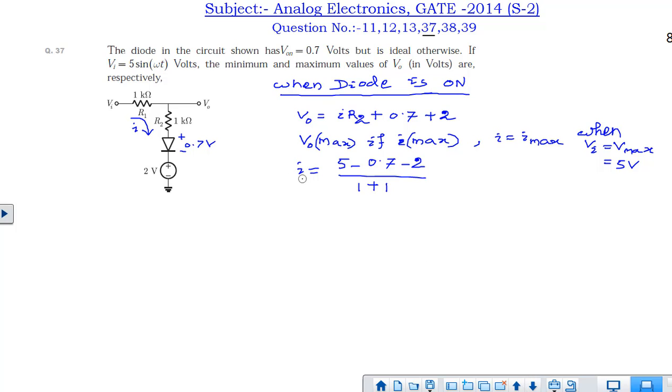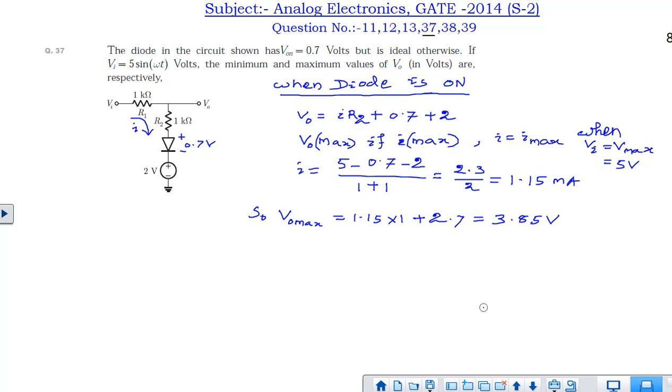So the maximum current is nothing but 5 minus 2.7 divided by the total resistance, that is 1 plus 1 equal to 2 kilo ohm. So that current will give us 1.15 milliampere. That is the maximum current. Now if we substitute this current here, that will give us the maximum output voltage. After substituting this, we will get the maximum output voltage to be 3.85 volt.